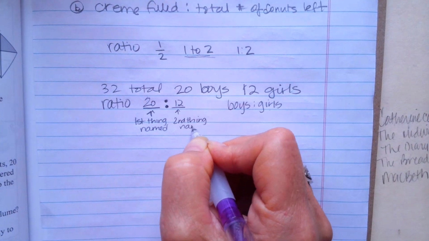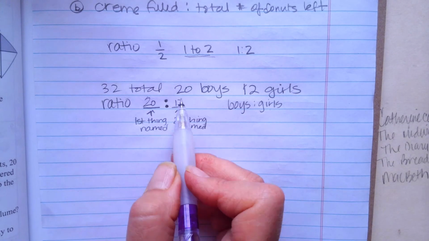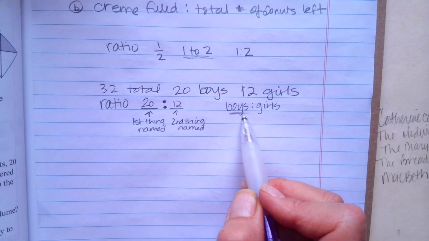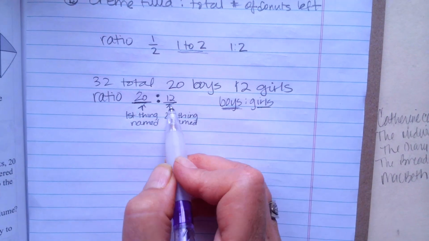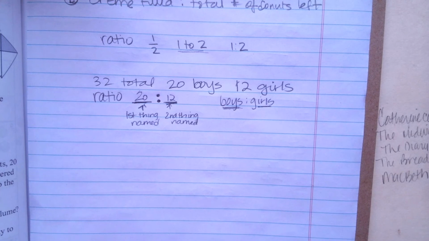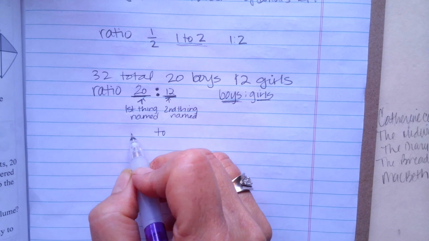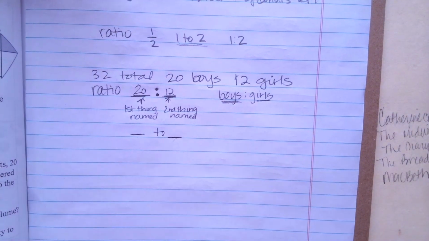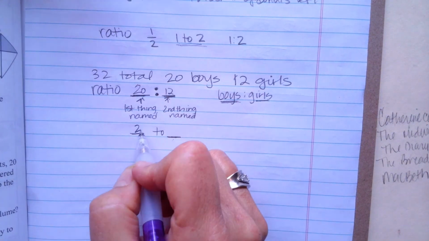So if girls were named first, then you would put 12 here and you would put 20 here. But it's asking, we have to keep it in the same order. So whatever's here is going to go first and whatever's here is going to go second. Does that make sense? Yeah. Okay. Now we're going to do the same exact problem, but we're going to do it blank to blank. So what would go here and what would go here? First would go 20, and then second would go 12.